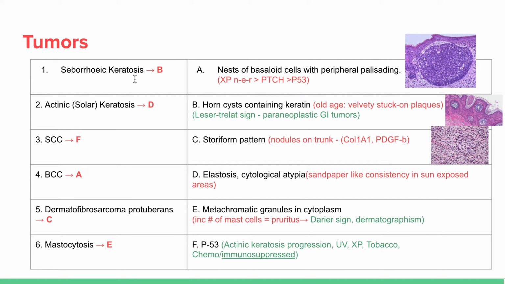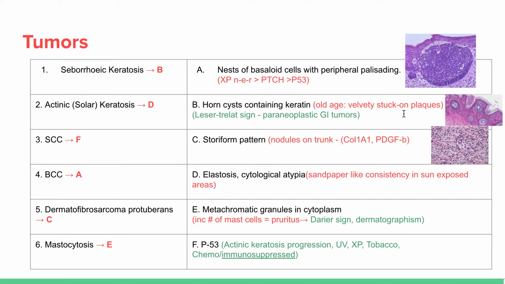Okay, seborrheic keratosis. So seborrheic keratosis, there are those old age plaques that we see on older people's backs, or mostly back, right? So these are horn cysts containing keratin on histology. So you're actually going to see these cysts that are filling up with keratin. So horn cysts containing keratin, old age, velvety, stuck on plaques.